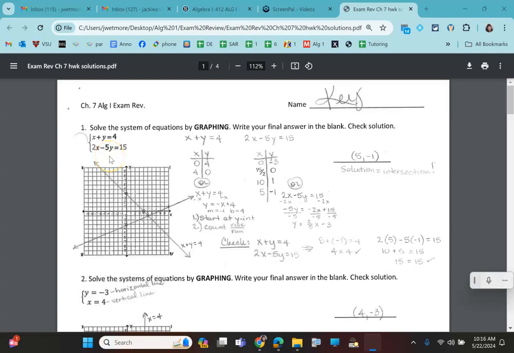All right, guys, let's look at our Chapter 7 review for our exam. So the first question we have is solving a system of equations by graphing. Remember, we learned how to solve by graphing, substitution, and elimination.